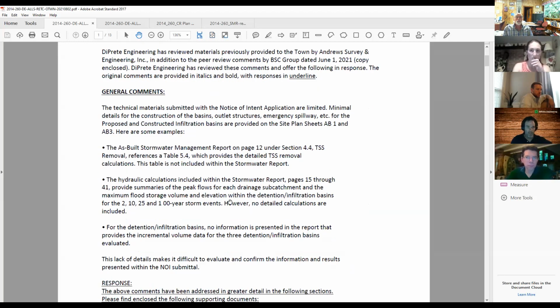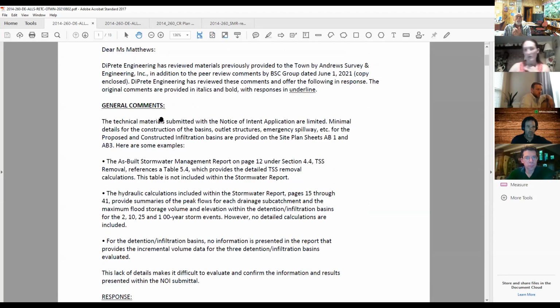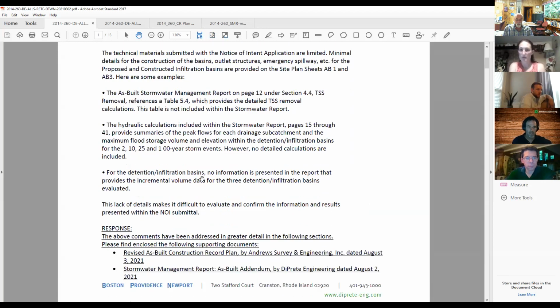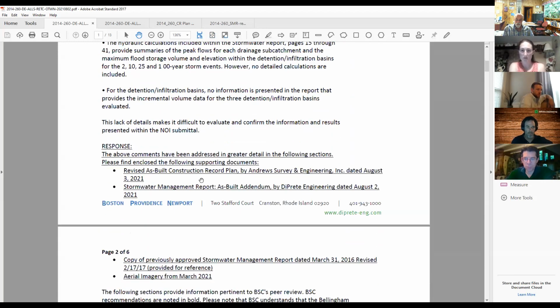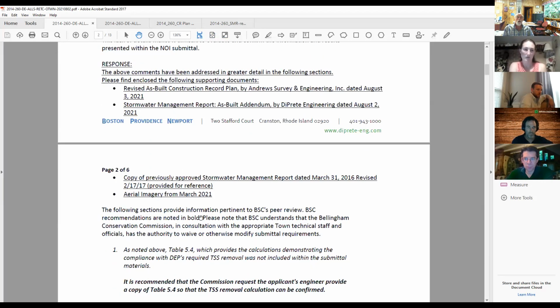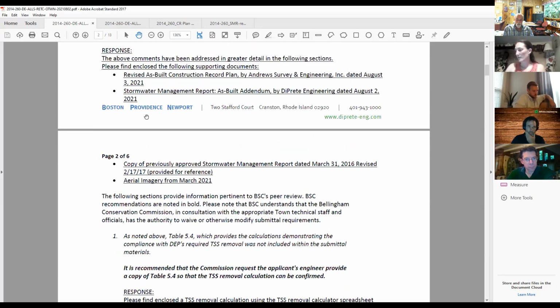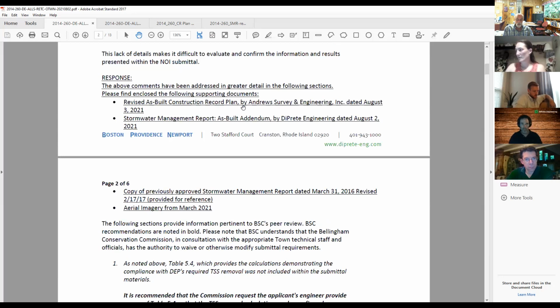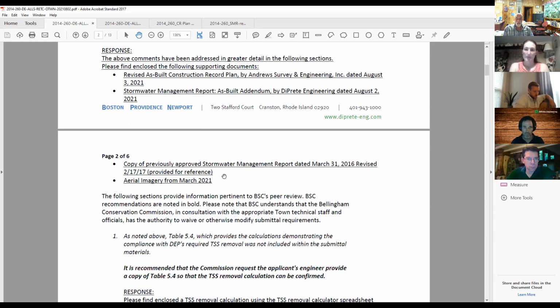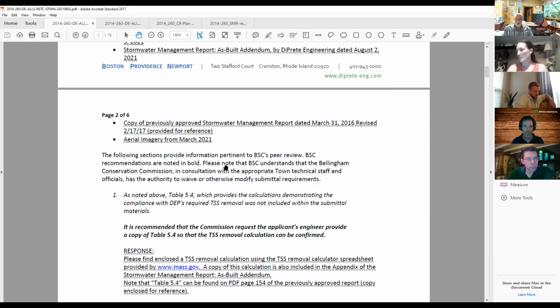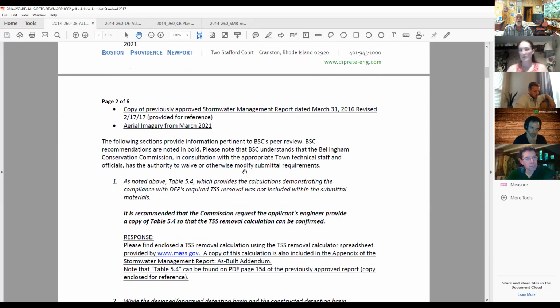So if you would like me to go through this, I'm happy to do that. The general comments at the start here, I addressed in more detail throughout the rest of the comments. This is more of a summary, so I thought we might just skip straight to the main comments because they'll be addressed accordingly. We did provide a revised as-built construction record plan, a stormwater management report as-built addendum, and a copy of the previously approved stormwater management report for comparative purposes, and some aerial imagery. They're the supporting documents that we sent in, as Cliff mentioned earlier.